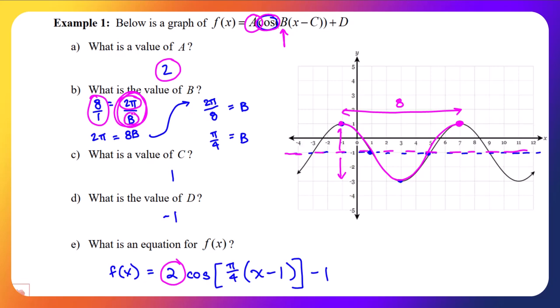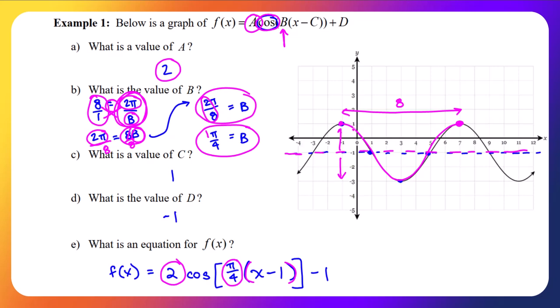So I want to solve for B. I cross multiply across the equal sign, and I get 2 pi on one side and 8b on the other. To solve for B, I have to get rid of this 8, so I have to divide both sides by 8. And so B is 2 pi over 8, reduce 2 over 8 to 1 over 4, and B is pi over 4. And the B goes here, inside the brackets, outside the parentheses. It's factored out.